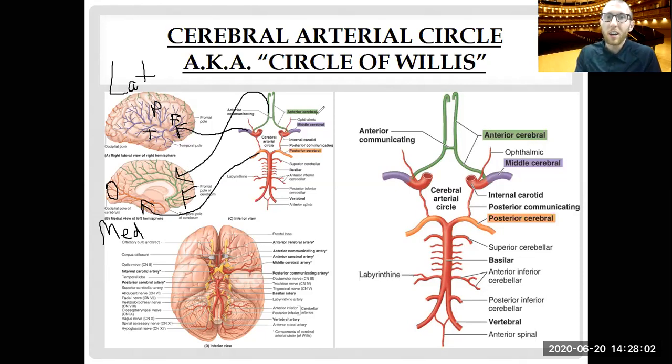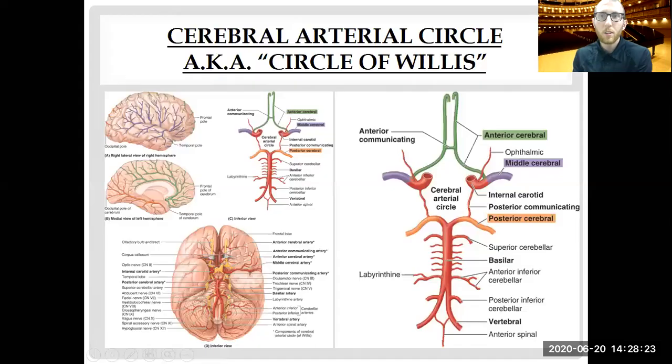Make sure you know not only the circle of Willis and how to name each artery, but where does it go in the brain? You might be wondering why you need to know this.